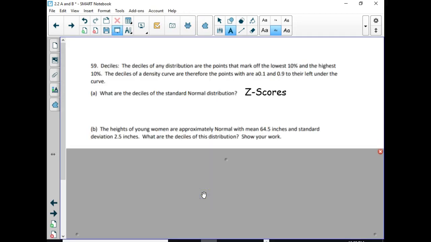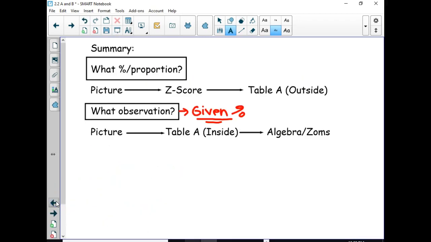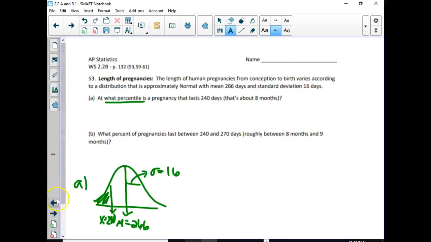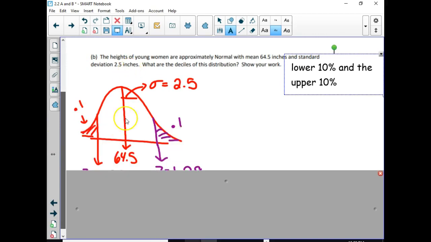Okay, part B says the heights of young women are approximately normal with a mean of 64.5 and a standard deviation of 2.5 inches. What are the deciles of the distribution? Well, we know that deciles, because it just told us, is the lower 10% and the upper 10%, excuse me. The summary from today or yesterday, depending on when you're watching it, when you are given a percent, still draw a picture, okay? So I'm going to draw that picture. And I have 64.5 as my mean, my standard deviation at 2.5, my upper 10%, and my lower 10%.